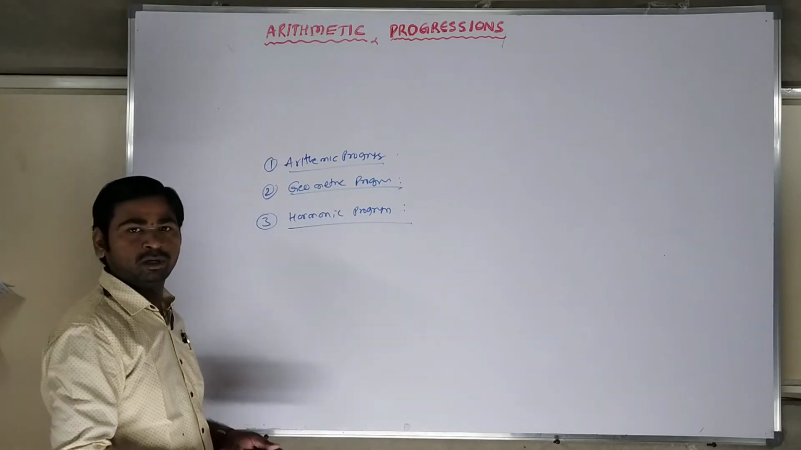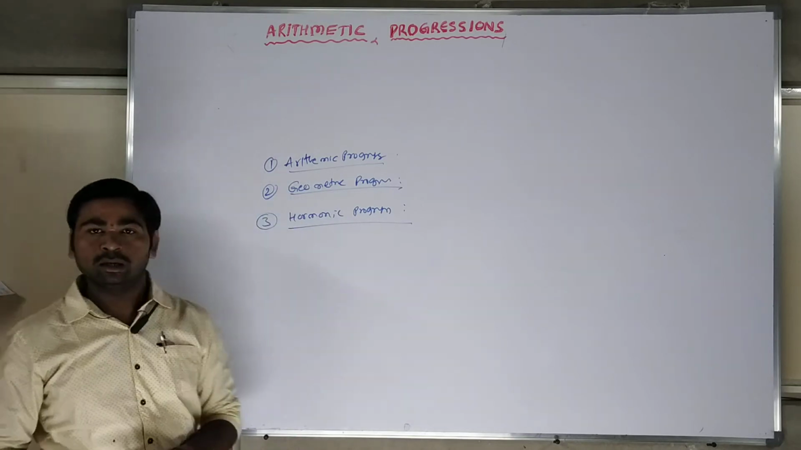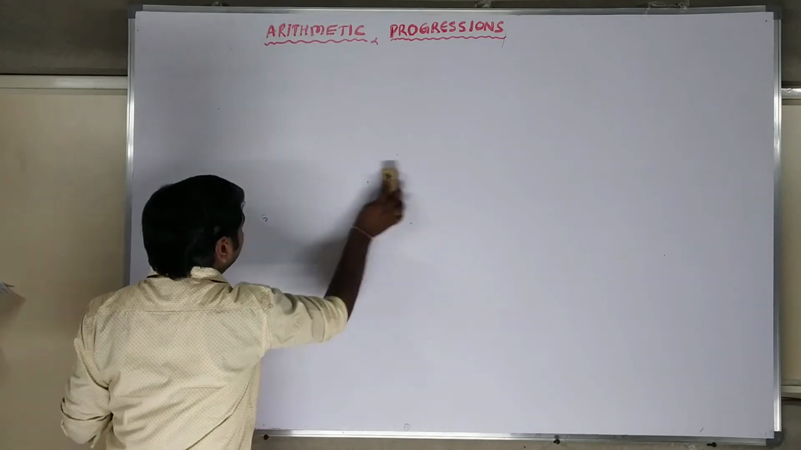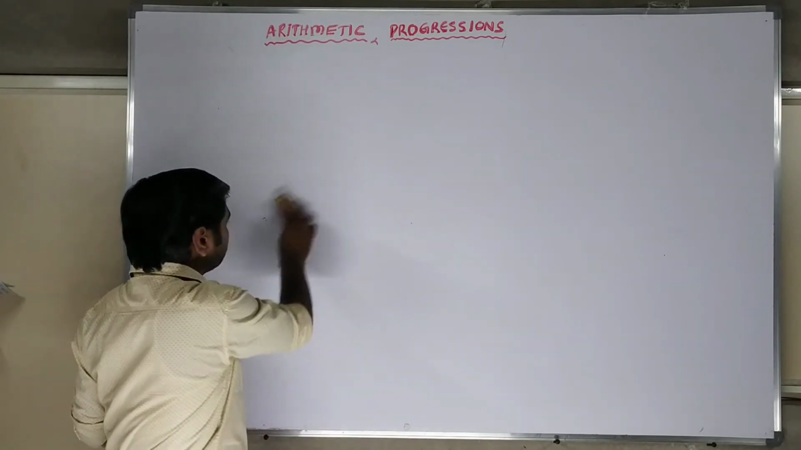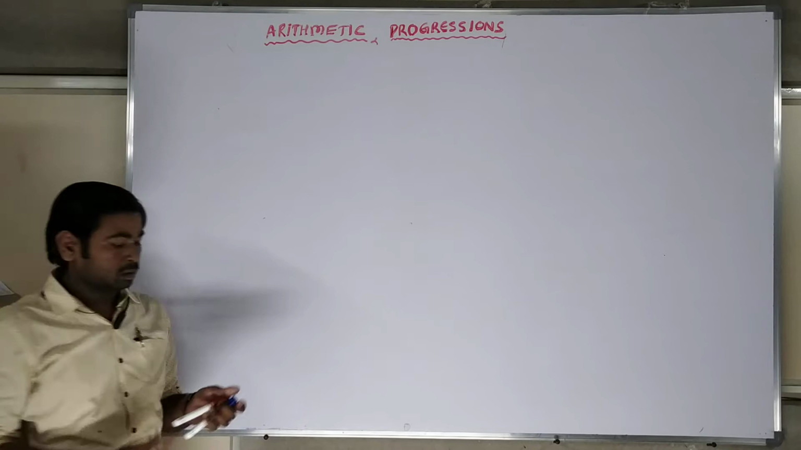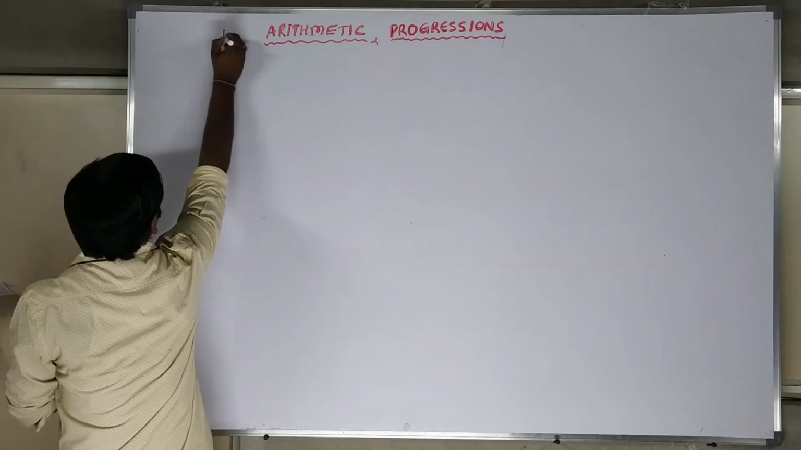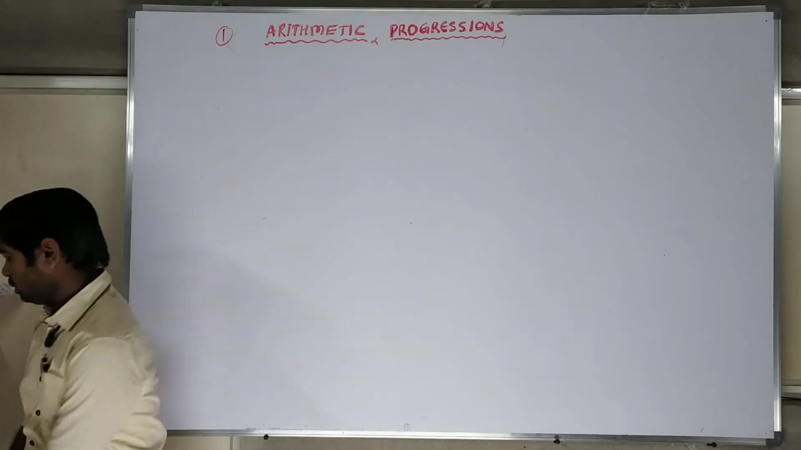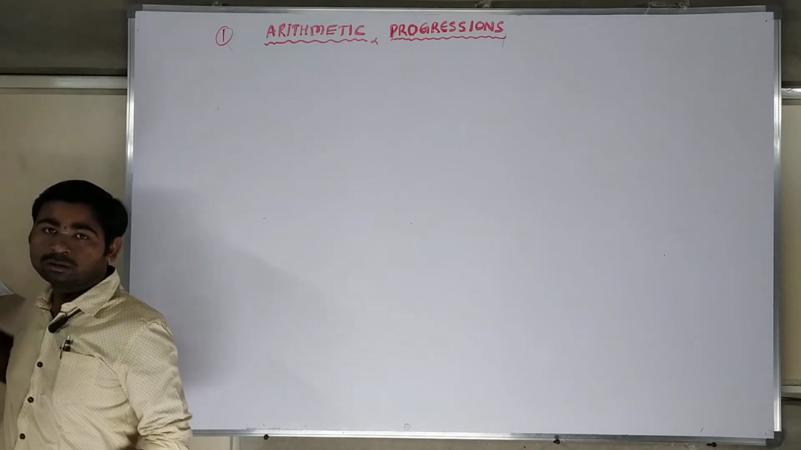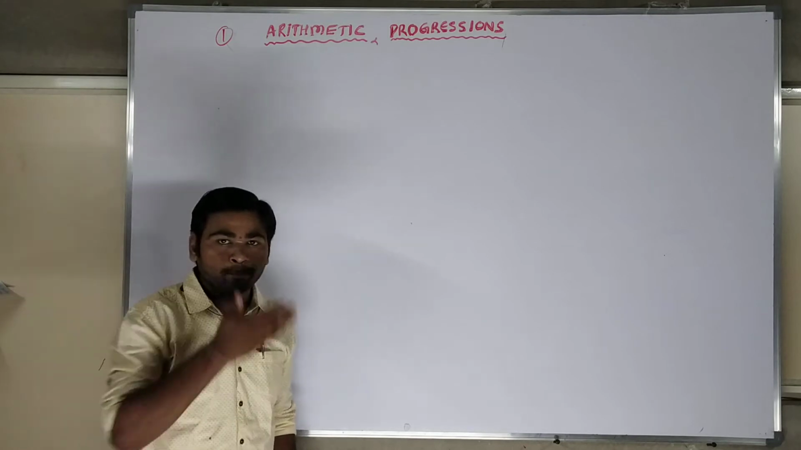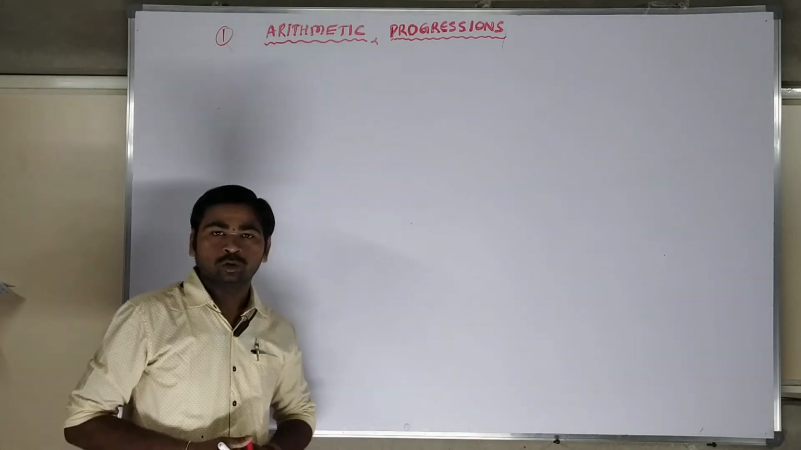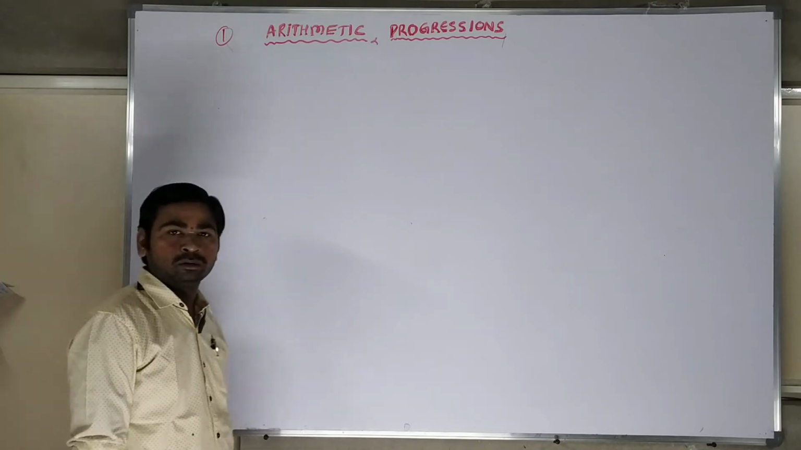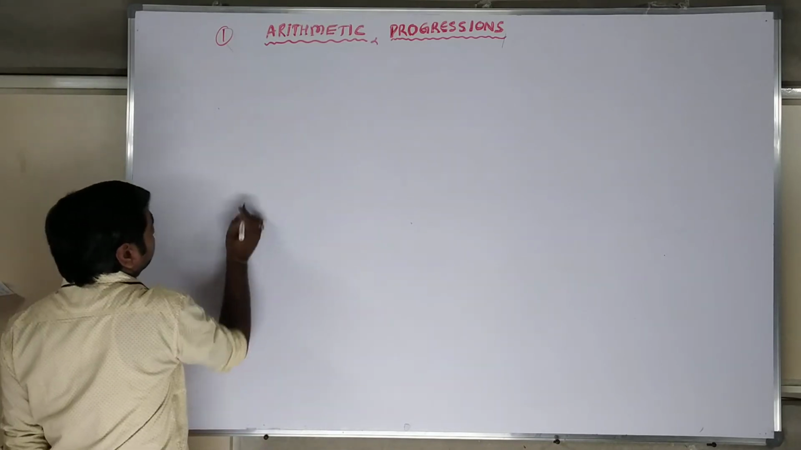We will discuss them one by one. So first we start with arithmetic progression. That is what I wrote at the top, arithmetic progression. Now let us see what an arithmetic progression is and how the progression is generated. On the arithmetic progression, the sequence is very simple.